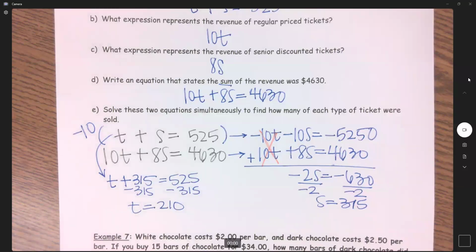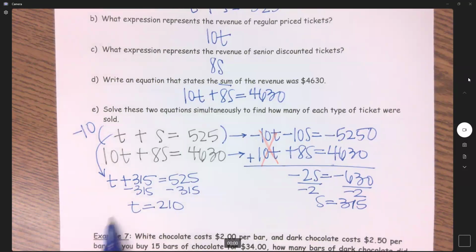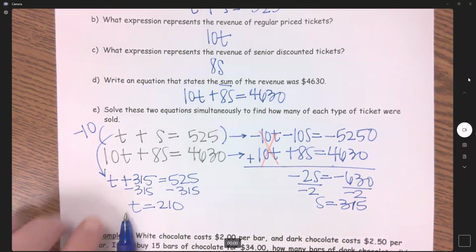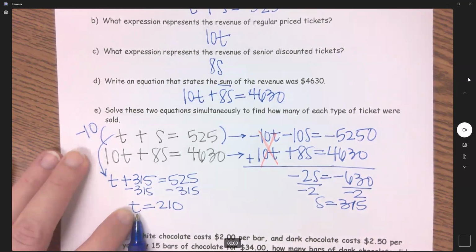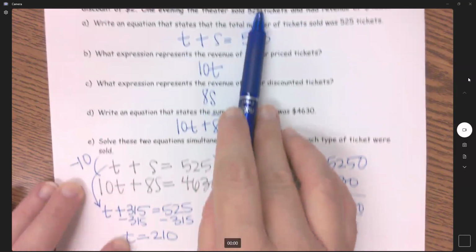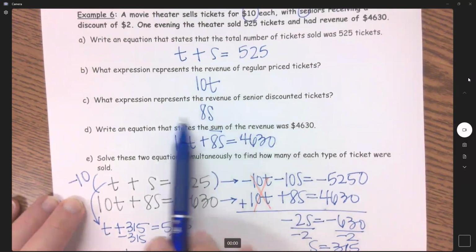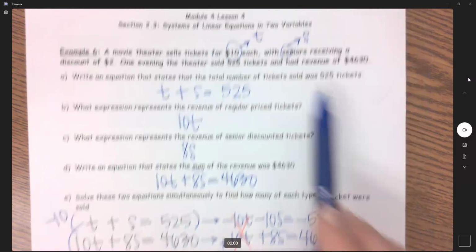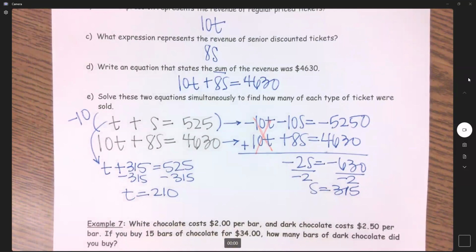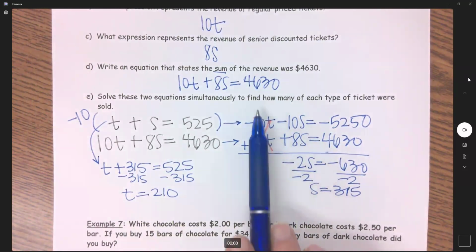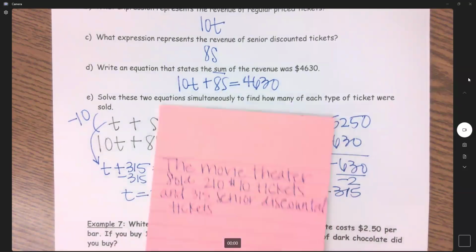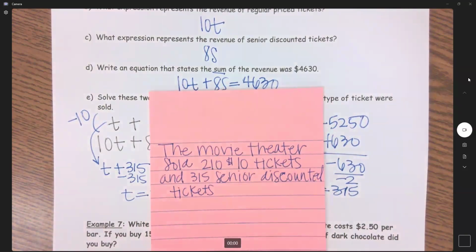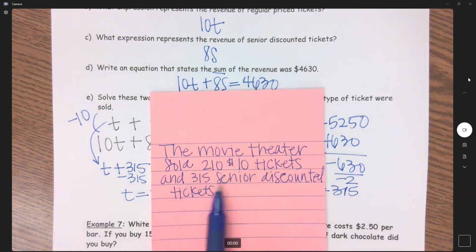Now, word problems need word answers. This doesn't make sense to write as an ordered pair. So what did this T represent? T represented my $10 tickets, or they called it up here my regular price tickets. And what did S represent? S represented my senior discounted tickets. So we wanted to find out how many of each type of ticket were sold. We would need to say something like the movie theater sold 210 $10 tickets or regular price tickets and 315 senior discounted tickets.